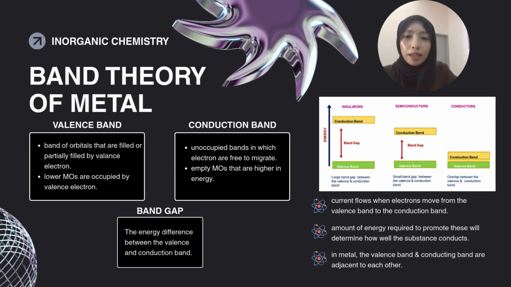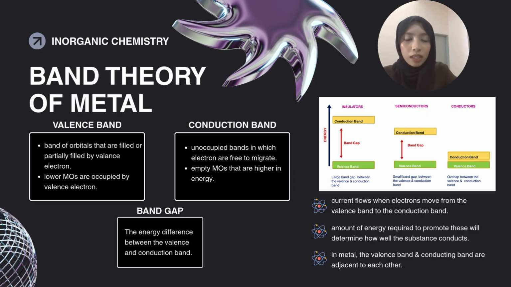Now, let's talk about band theory of metal. We have the valence band and conduction band, which are the main energy levels in the energy band diagram. The valence band is the band of orbitals that are filled or partially filled with valence electrons. Lower molecular orbitals are occupied by valence electrons. The conduction band is the unoccupied band in which electrons are free to migrate. These are empty molecular orbitals that are higher in energy. And lastly, the band gap is the energy difference between the valence band and conduction band.